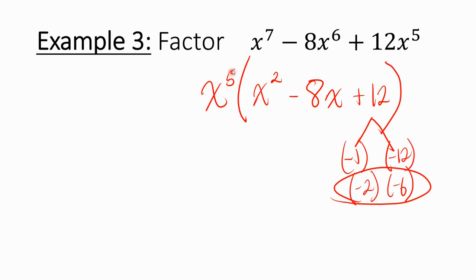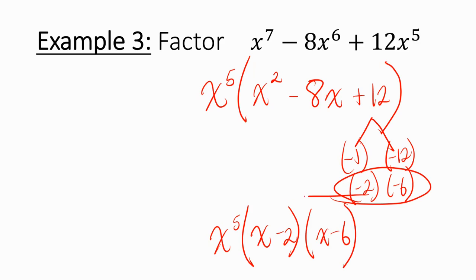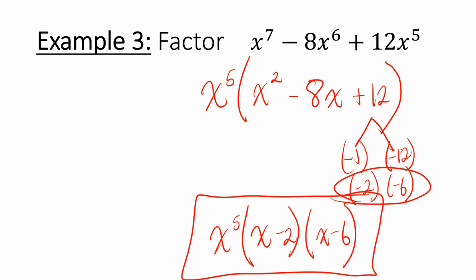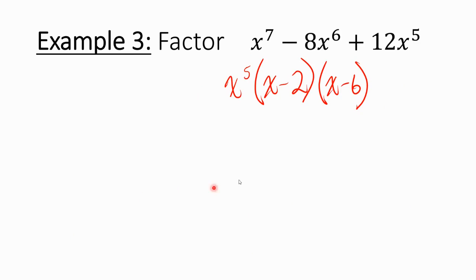Okay, so this x to the 5th just hangs out front. And then this polynomial changes to these factors. All right, and there is our final answer. Okay, so I moved my answer up here just so that I have a little bit more room. Now what I'm going to do is I'm going to check my answer. So I'm going to start out by multiplying these two together.